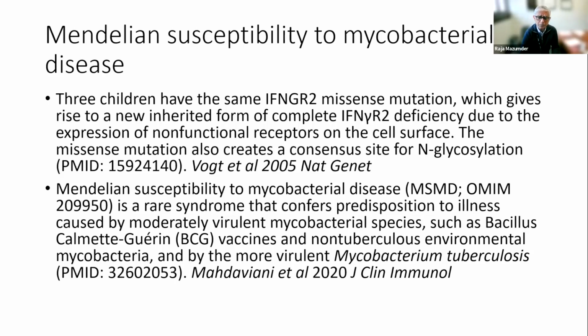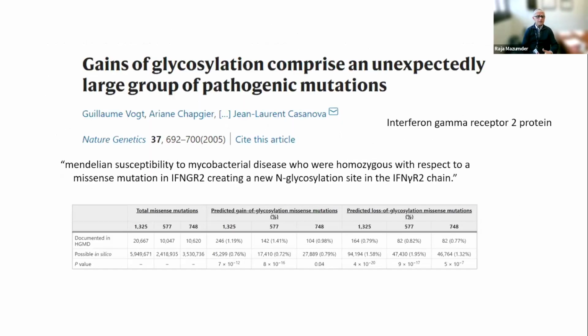Mendelian susceptibility to mycobacterial disease is a rare syndrome that confers predisposition to illness caused by moderately virulent mycobacterial species, such as the BCG vaccine, which is Mycobacterium bovis, and non-tuberculosis environmental mycobacteria, as well as the more virulent Mycobacterium tuberculosis. So what it's saying is that gain of glycosylation was confirmed. So this is the paper, and from that paper, they show this table.